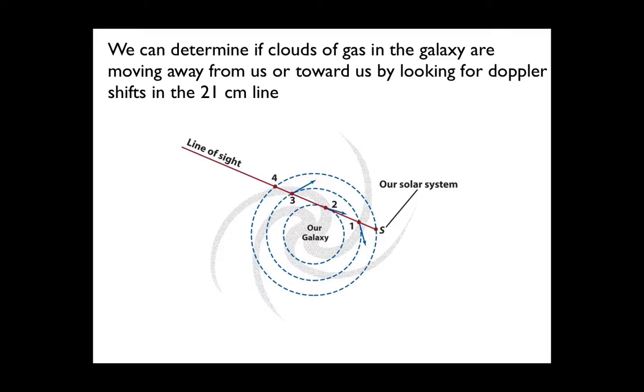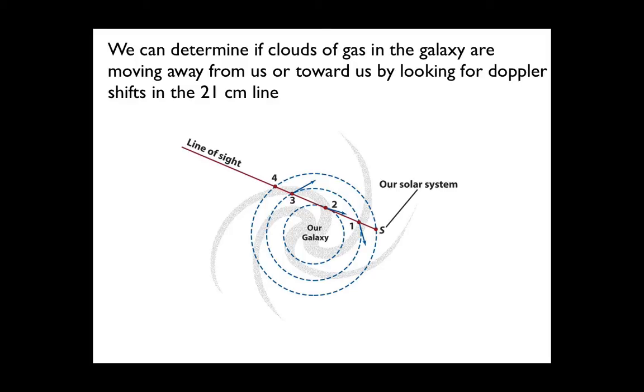So by knowing that atomic hydrogen emits this wavelength at this very specific transition, we can now look through the galaxy and look at Doppler shifts in that 21 centimeter line. So sometimes we might see 21.01 centimeters, and sometimes we might see 20.99 centimeters. So we might measure a small shift with respect to that 21 centimeter rest wavelength, and that tells us whether those clouds of hydrogen are moving towards us or away from us.